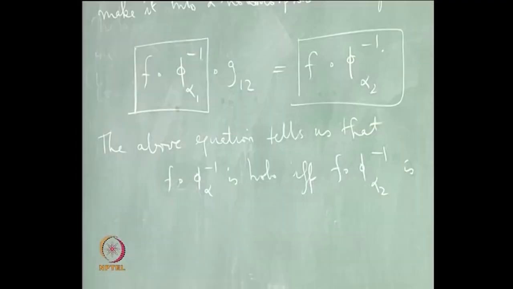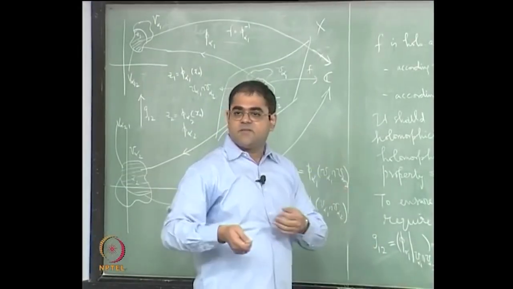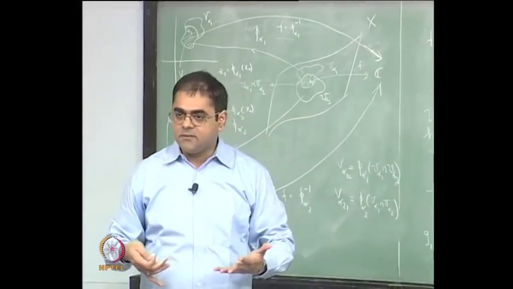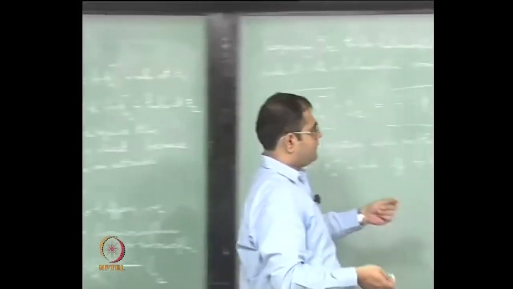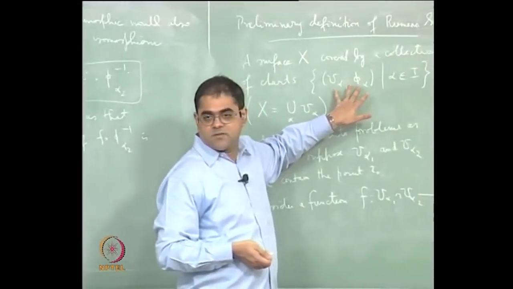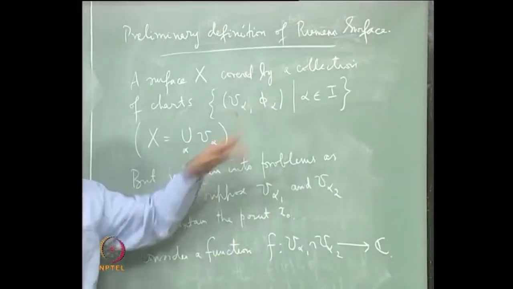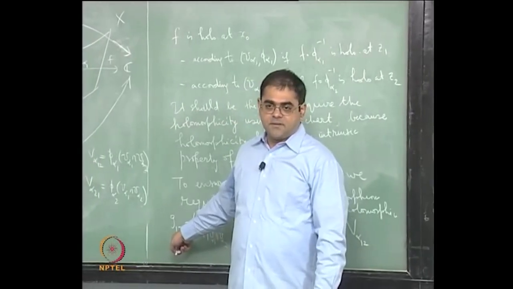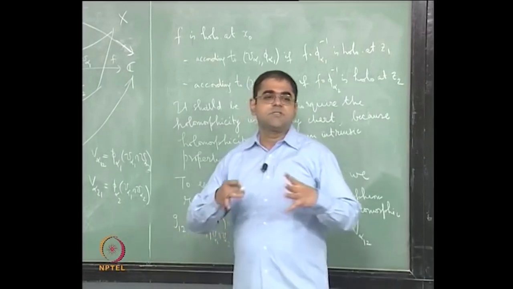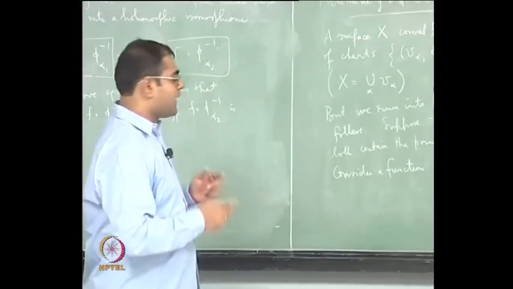And now if you require this condition to happen whenever you have two intersecting charts, in which case we say that those two charts are pairwise compatible, then you are in a good situation. So we make this requirement that not only is the Riemann surface a surface covered by a collection of charts, but whenever these charts intersect, on the intersection these functions g12, which are called the transition functions, are actually holomorphic.